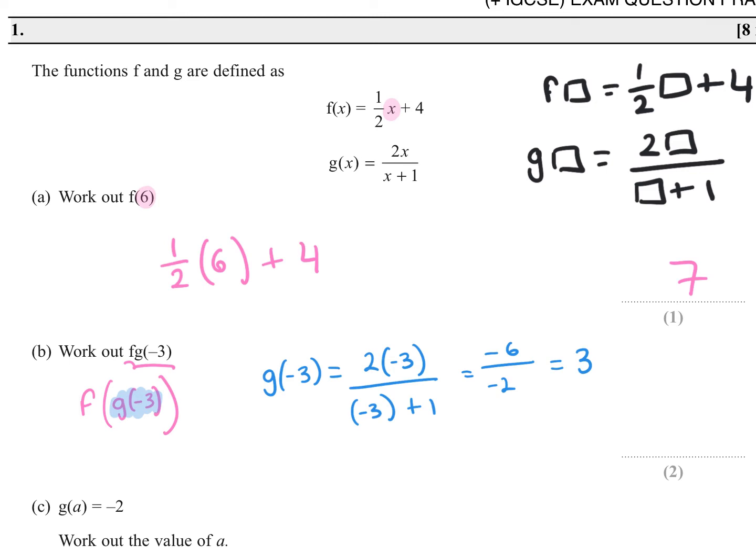Now I'm going to go back to my original f of g of minus 3. Well, we just worked out that g of minus 3 is actually 3. So now I'm going to say this is the same as f of 3. So f of 3, we know f is a half lots of x, which is now our 3, plus 4. A half times 3 is 1.5, plus 4 is 5.5. Some of us might like to write that as 11 over 2. Either are correct and they are completely equivalent.